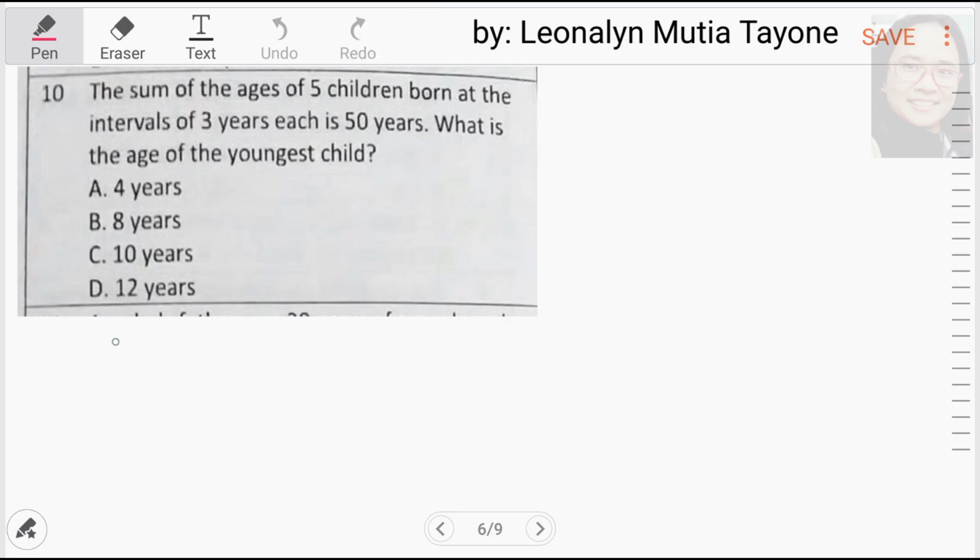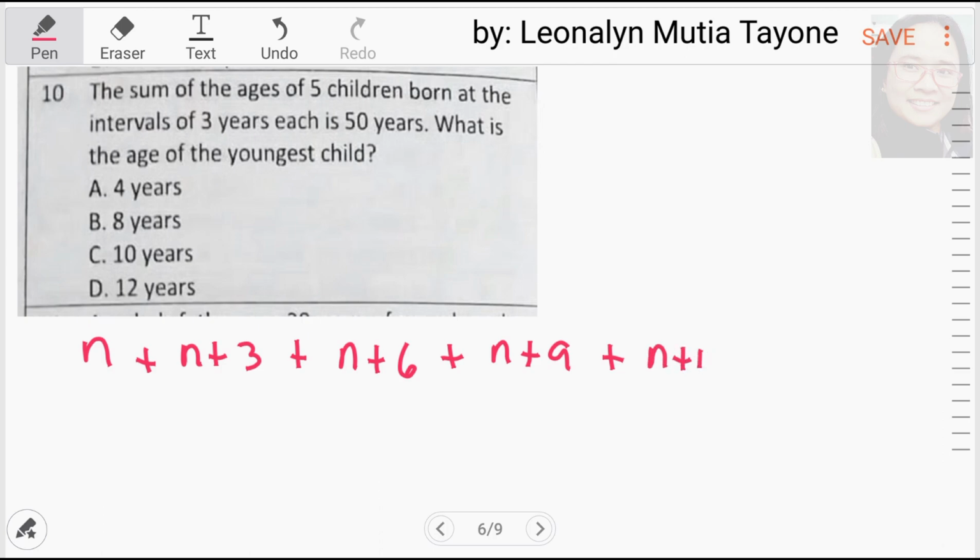Now, let n be the edad of the youngest child. Next, n plus 3. Next, n plus 6. Kasi 3 years yung interval nila. Ang next ay n plus 9. Tapos yung panglima ay n plus 12 equals 50.